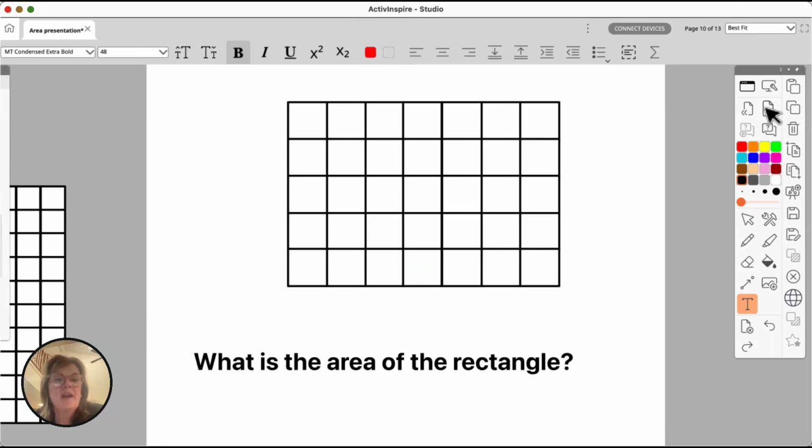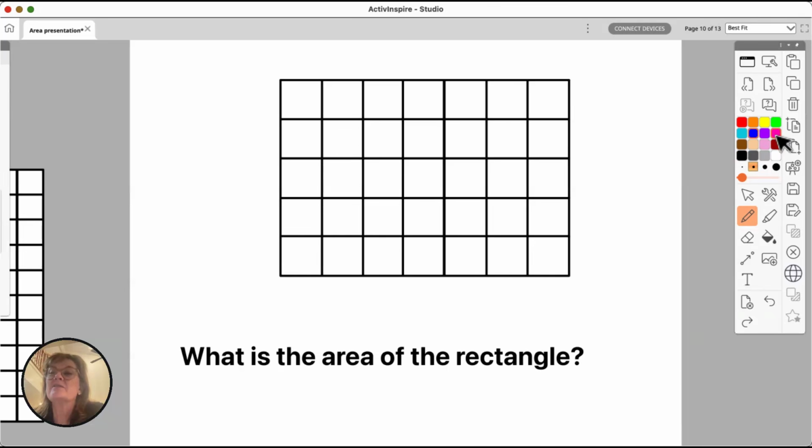Exactly. Okay, so what is the area of this rectangle? Remember, you can always count. So why don't we start with doing that? We'll just count 1, 2, 3, 4, 5, 6, 7, 8, 9, 10, 11, 12, 13, 14, 15, 16, 17, 18, 19, 20, 21, 22, 23, 24, 25, 26, 27, 28, 29, 30, 31, 32, 33, 34, 35.